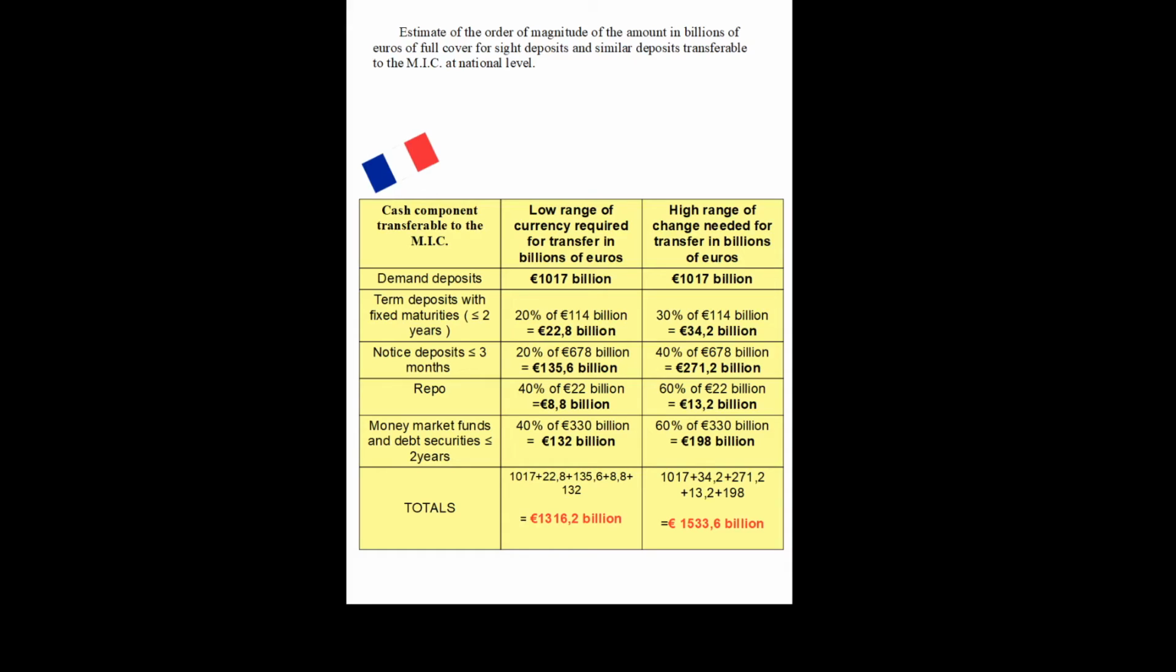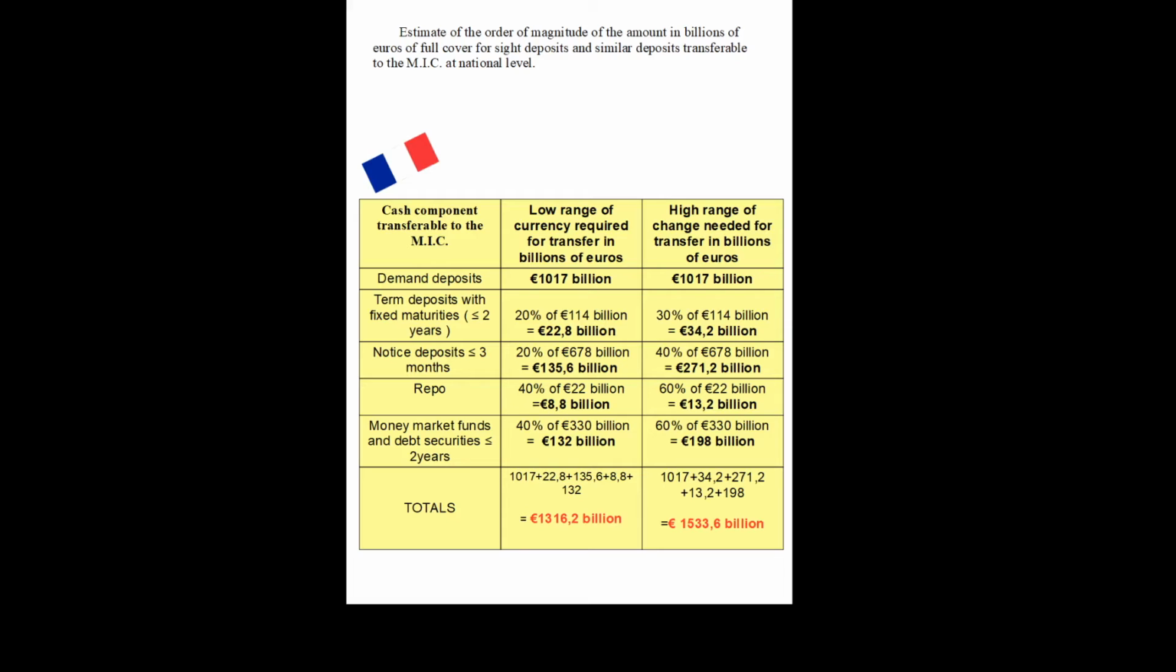Let us estimate the order of magnitude of the amount in billions of euros of the full coverage of sight deposits and similar deposits that are transferable to the MIC. But this time at the national level. As before, sight deposits are 100% transferable for a total of €1,017 billion. Term deposits with fixed maturities of up to 2 years. Between 20 and 30% of €114 billion. For the low band €22.8 billion and for the high band €34.2 billion.